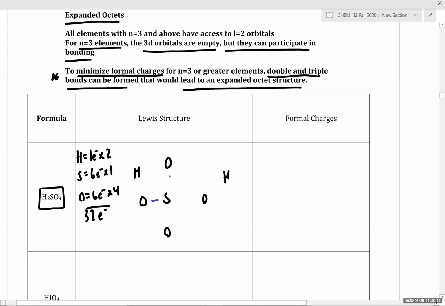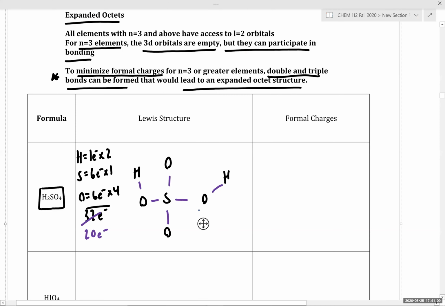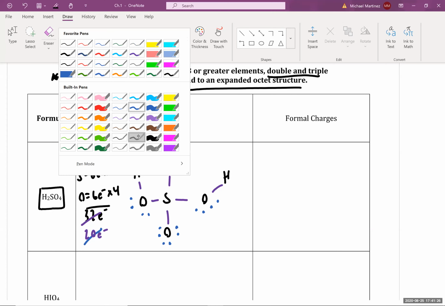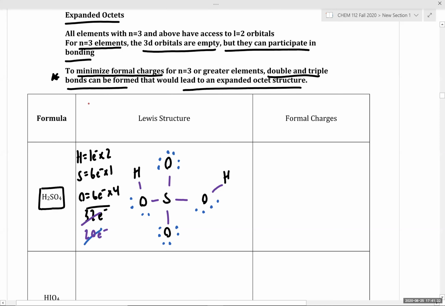You then form 1 bond each: 2, 4, 6, 8, 10, 12. So we now have 20 electrons remaining. We're now going to assign our lone pairs: 2, 4, 6, 8, 10, 12, 14, 16, 18, 20. We're out of electrons, and although this structure obeys the octet rule, this structure has a bit of an issue with it. Would someone like to tell me, what do our formal charges look like in this structure? Is there an issue with our formal charges?